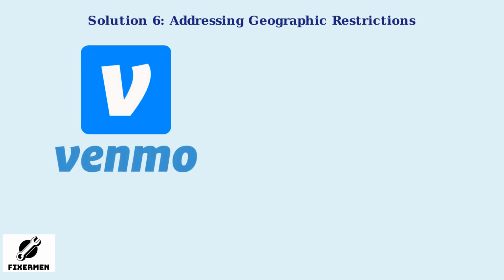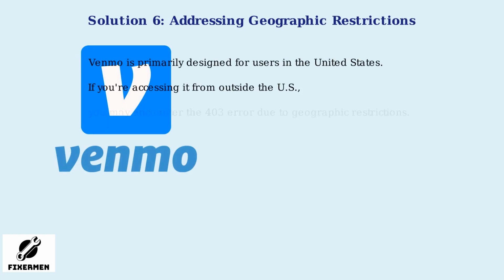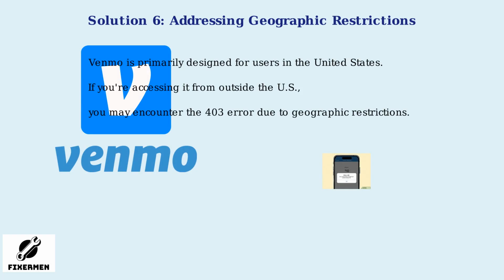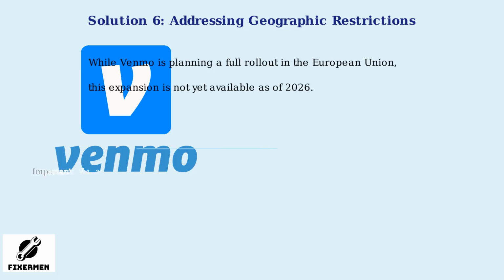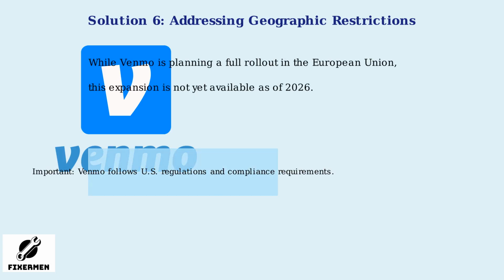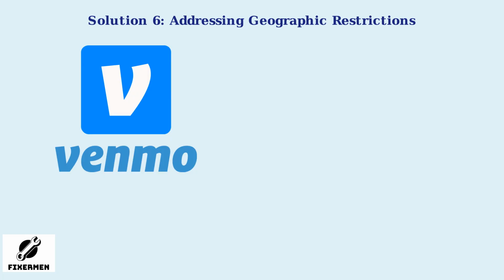Venmo is primarily a US-centric payment service. If you're trying to use it from outside the United States, you may encounter a 403 error due to geographic restrictions. This is because Venmo, owned by PayPal, must comply with local regulations and licensing requirements. Although Venmo is planning to expand globally with a full European Union rollout, this service is not yet available as of 2026. The company aims to address international access in the coming years through regulatory approvals and enhanced security measures.